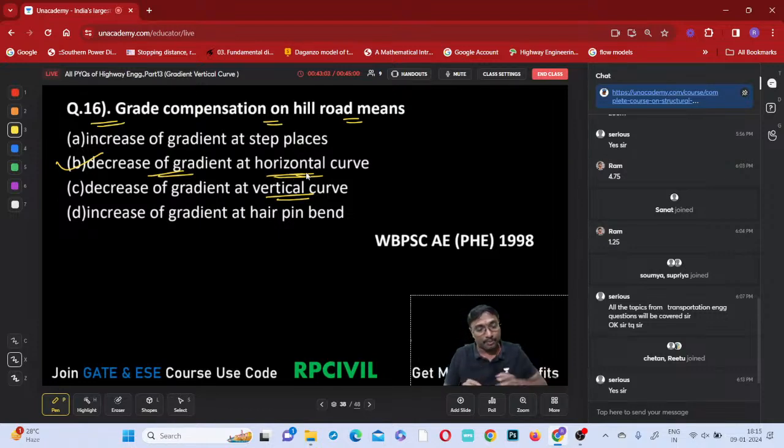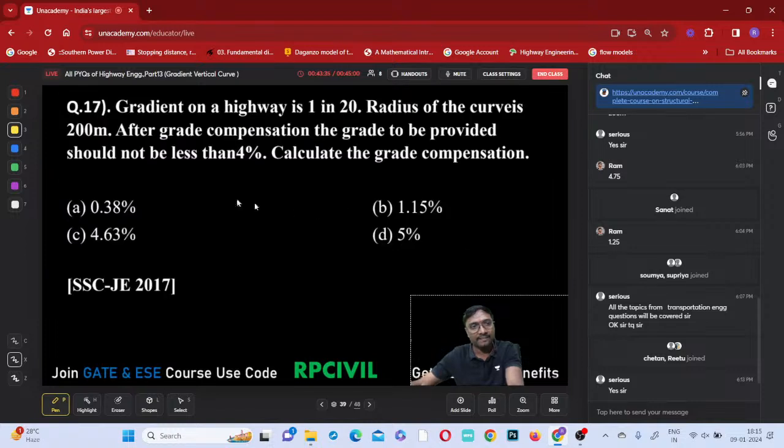We have to go for grade compensation whenever there is a horizontal curve associated with gradient, because of the horizontal curve resistance and the grade resistance, so we are reducing this. In case of a vertical summit curve or vertical valley curve, is there any loss? No resistance. Only if a horizontal curve is associated with the gradient do we have to compensate the gradient. 17th question, try to answer.